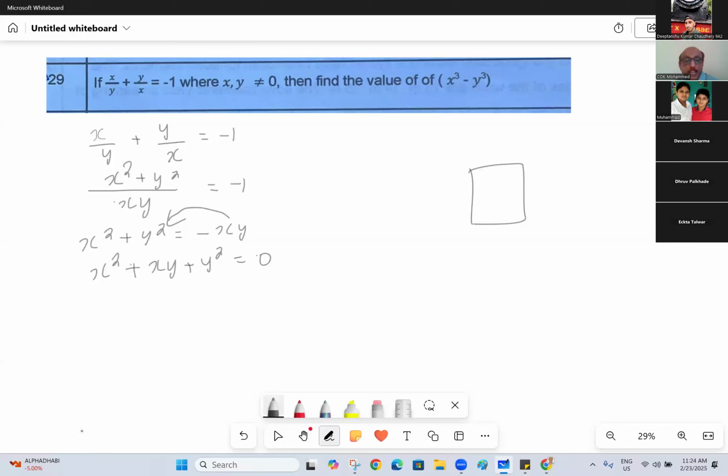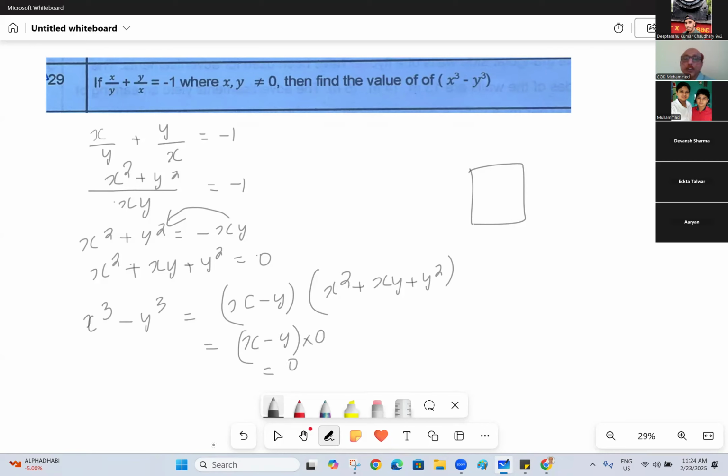So now you take x cube minus y cube. It's an identity, which is x minus y into x square plus xy plus y square. That will be x minus y into what is x square plus xy plus y square? You already got it. It is zero. So x minus y into 0. What is the answer? Zero. Now you understood? Can I write that down? You can write it fast. Those who have not written, write it fast.